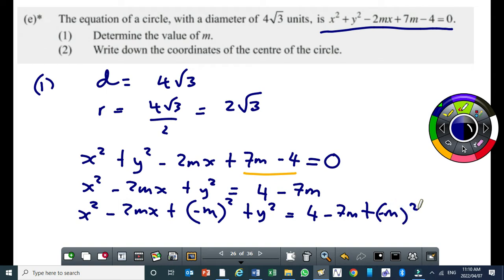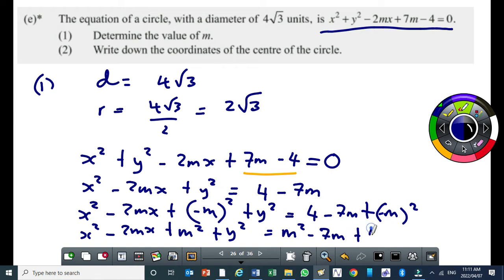Are you following that? Please be aware that we don't have any other term in y, we only have y squared. So we can't complete the square in terms of y. Alright? Then here, we'll end up having x squared minus 2mx plus m squared plus y squared is equal to, now if I simplify this, minus m all squared will give me m squared. Then I can rearrange this and write as m squared minus 7m plus 4.